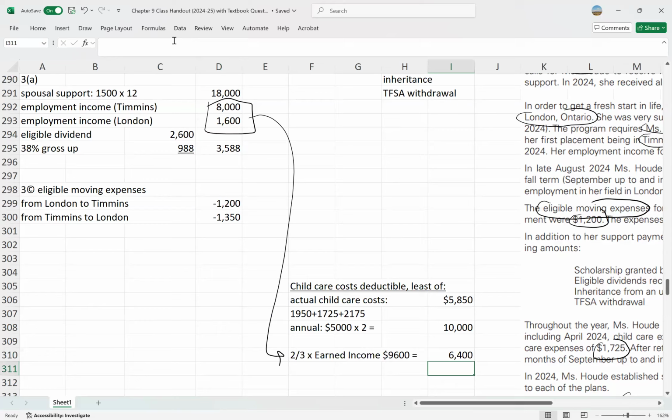So the childcare costs that are deductible is the least of these three amounts, and the least is going to be the actual 5,850. So under 3C, we have childcare expenses that are deductible, 5,850, that goes there.